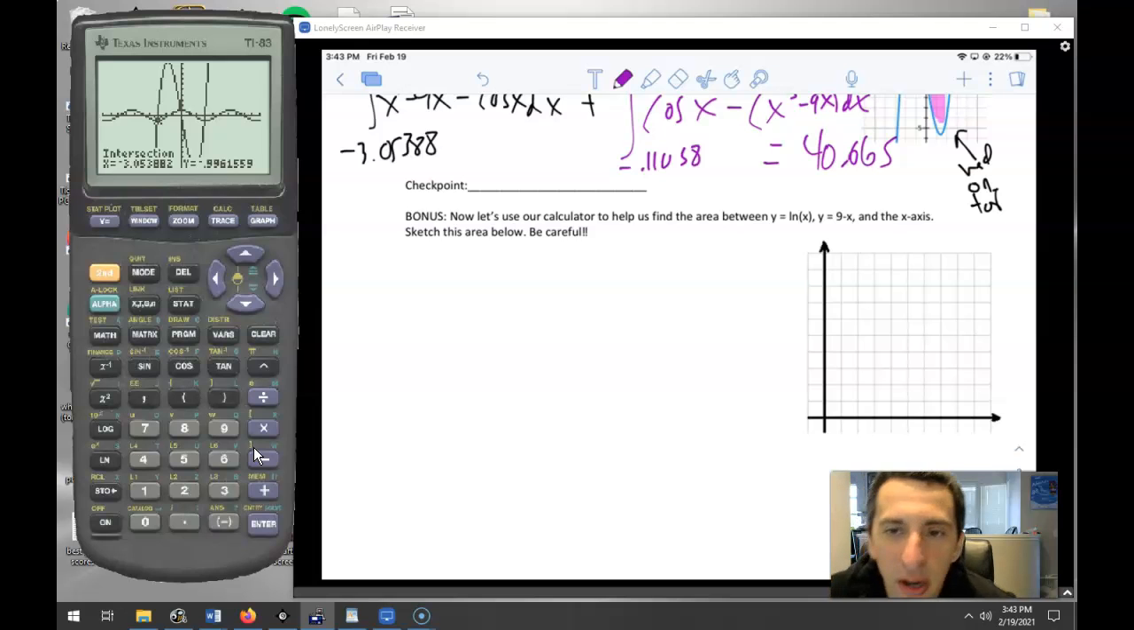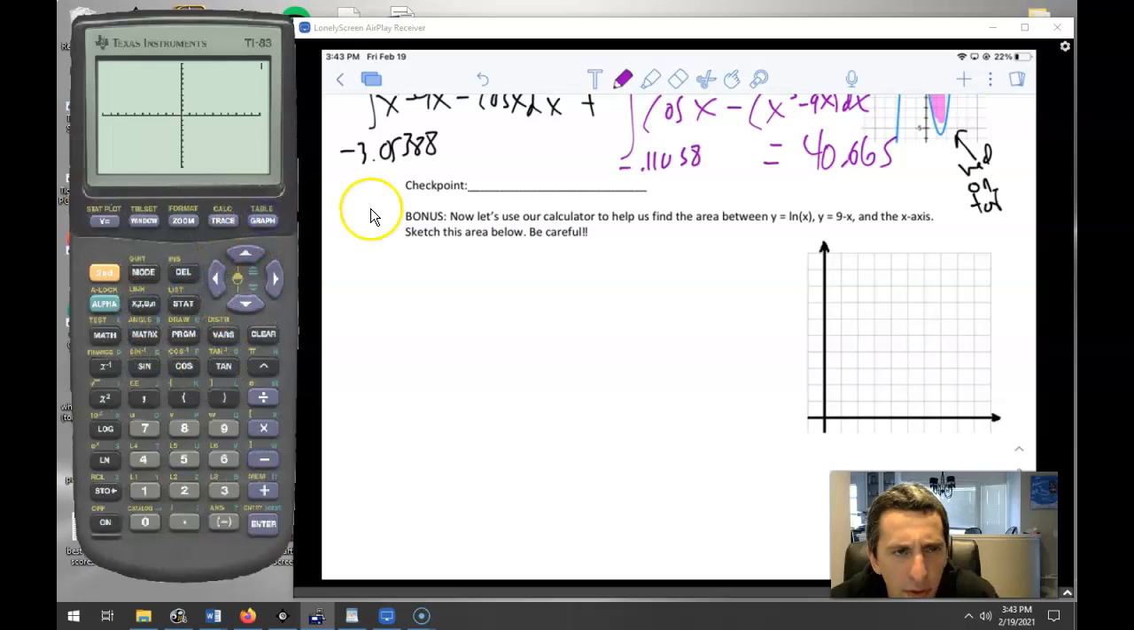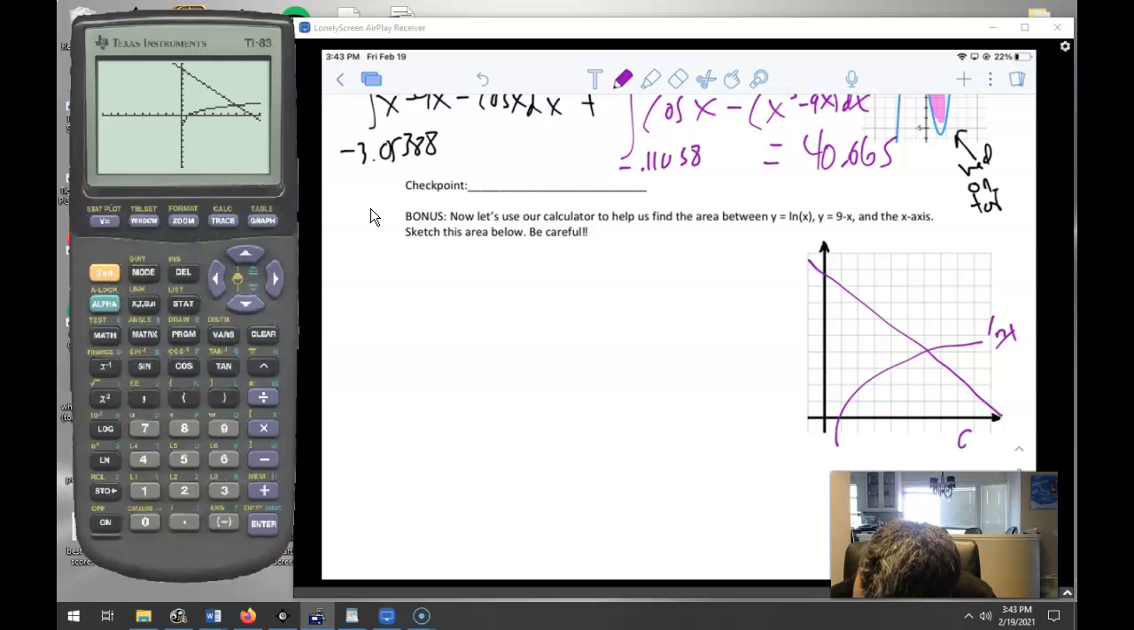Here's an interesting one. What if you want to find the area between ln of x and y equals 9 minus x and the x-axis? So again, let's graph this out and see what this looks like. So we're graphing the natural log of x, and we're graphing 9 minus x. Okay, and this is going to look a little bit different, because when we graph this, here's my ln of x graph, and then here's my graph for 9 minus x.